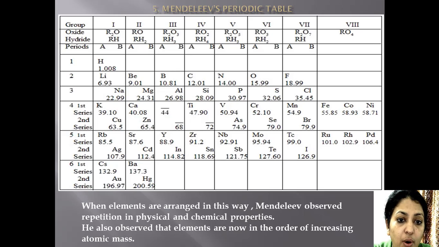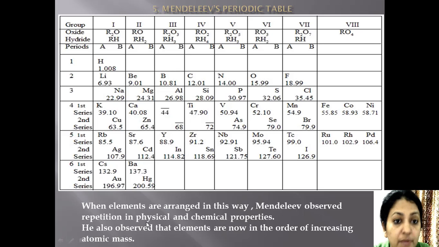And the second column, for example, this column, okay, second column, all elements form oxides using the formula RO, for example, calcium oxide, CaO, and hydrides with the formula RH2. Alright, so using this chemical formula, the elements making the same general formula he grouped together. When elements are arranged or grouped in this way, Mendeleev observed repetition in physical and chemical properties of these elements.